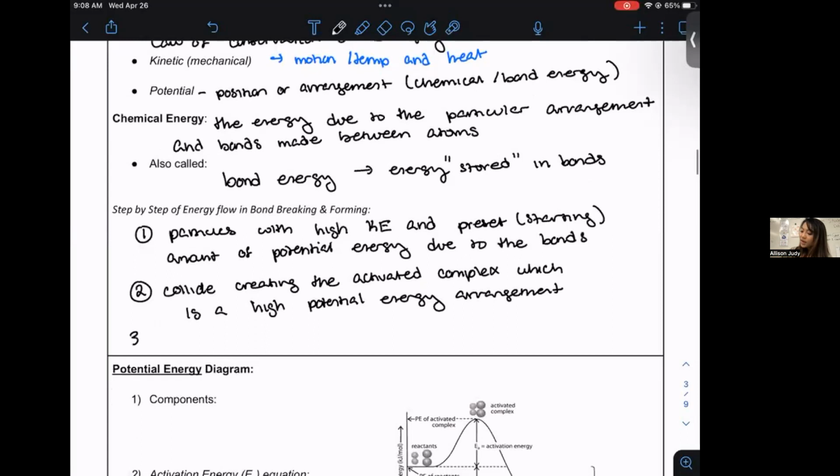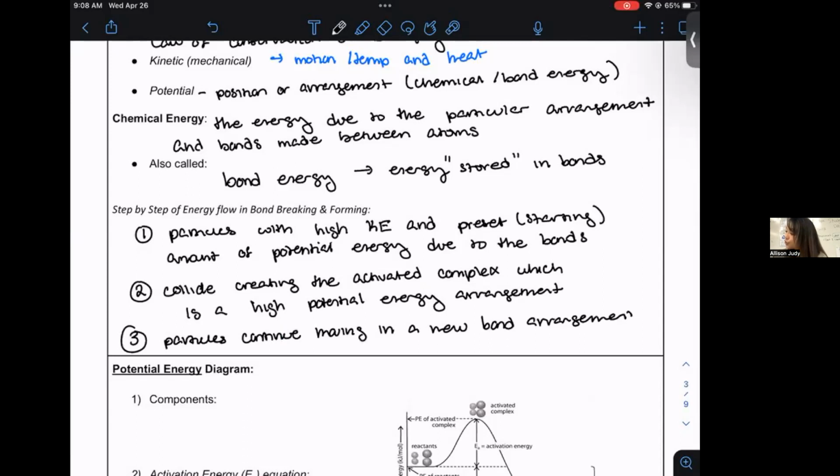And then 3, the particles continue moving in a new bond arrangement, which means you have a new value for potential energy. A new potential energy connected with those new bond arrangements. And of course, you get back some kinetic energy. Some of that energy is transformed back into kinetic energy to continue the motion of the particles, so they can continue colliding and moving about in space.